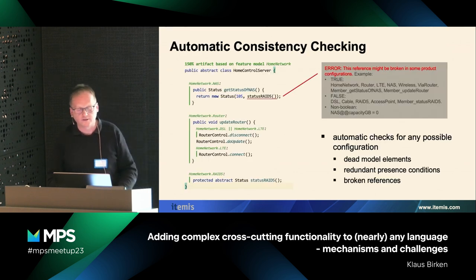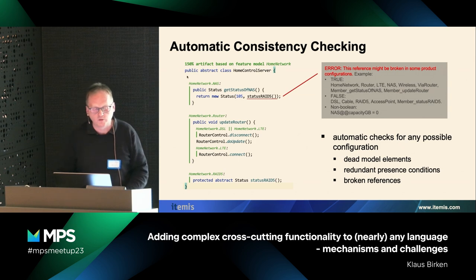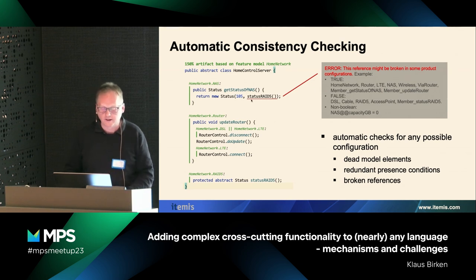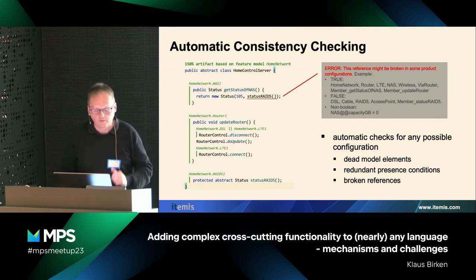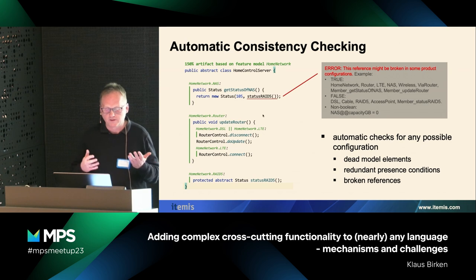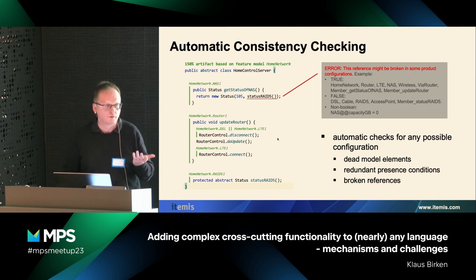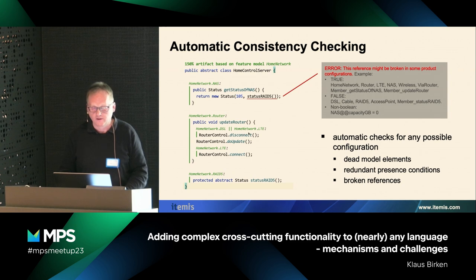And the third use case is automatic consistency checking. So we want to be able to find inconsistent variants. In this example, this is again base language code. This upper method calls the status rate 5 method, which is below here. Both have a presence condition. Now it could happen that this presence condition is false and this is true. So this status rate 5 would be removed by our framework and this is still there. So then we have a dangling reference. And what we want to find is all possibilities, all inconsistencies which may happen like this. So, show me a configuration which breaks this reference. So these are the three use cases.